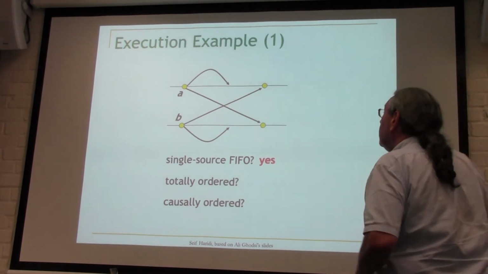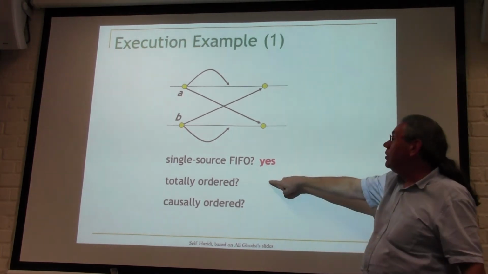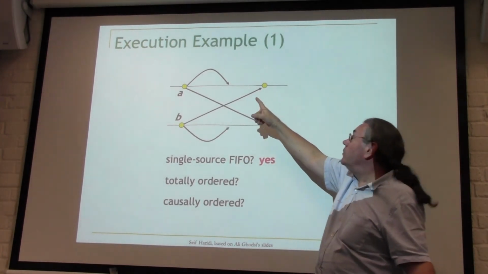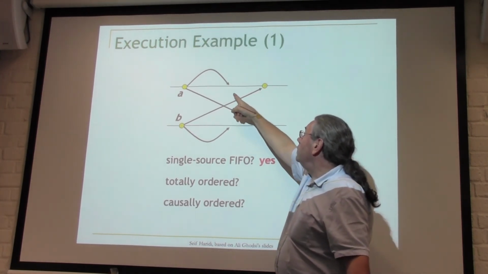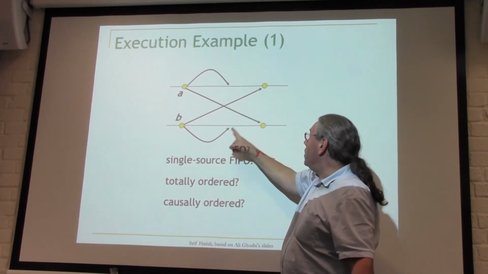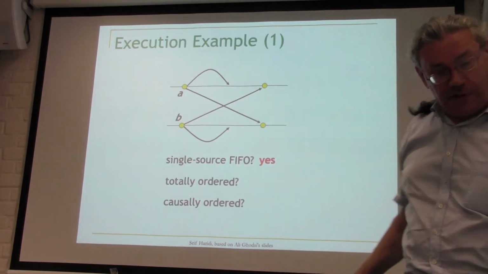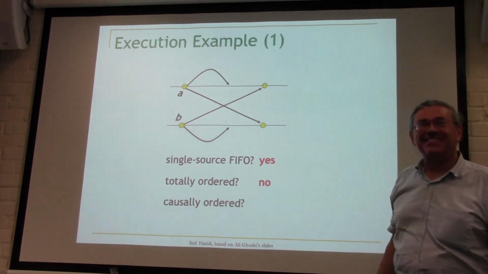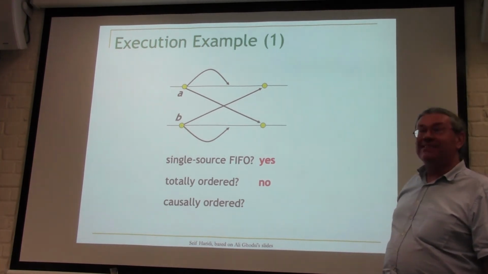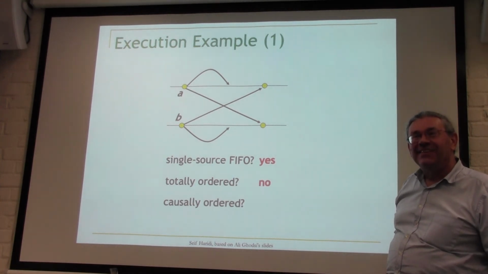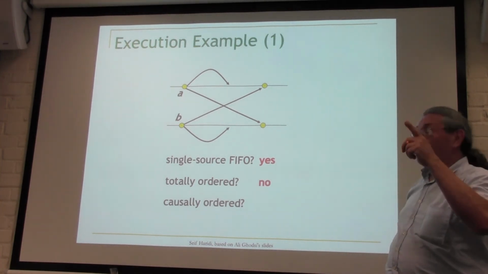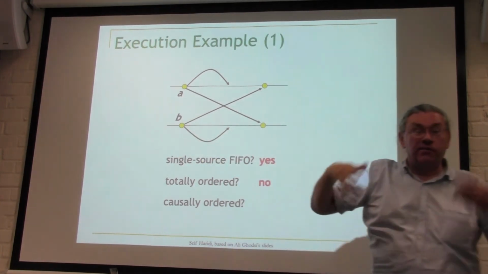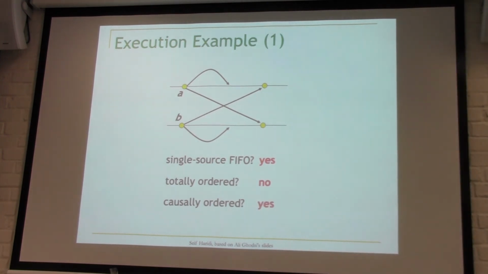What about total order? Is this an example of total order? No. Why not? Because one node receives one message before the other and vice versa. Here you have A, B, and here you have B, A. So this is not total order. Is it causally ordered? Yes, because again, there are multiple messages being sent. They are concurrent. There's no causal connection between A and B, so the order doesn't matter. So they are causally ordered.